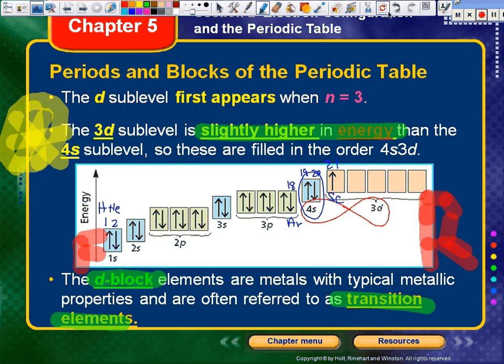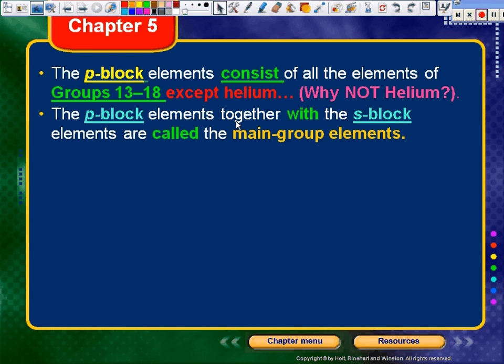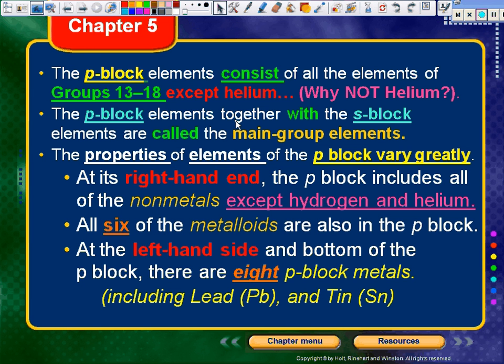P block. P block consists of groups 13 through 18. And notice what it says. The P block consists of those except helium. Why is it except helium? Where is helium? It's in the S block. That's why. Okay? Helium actually belongs in the S block.